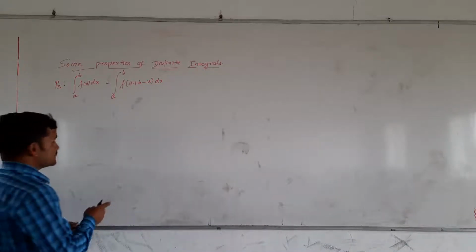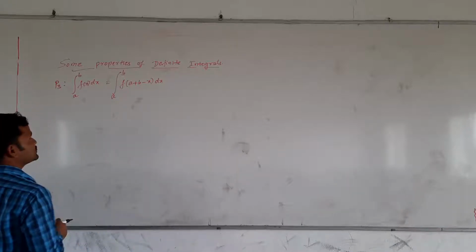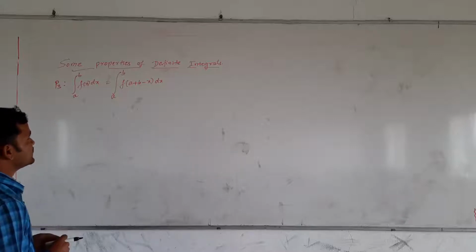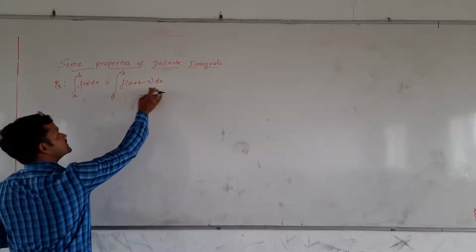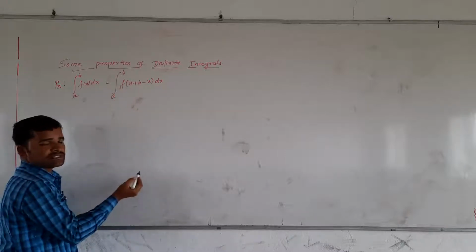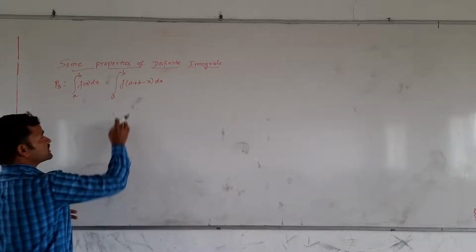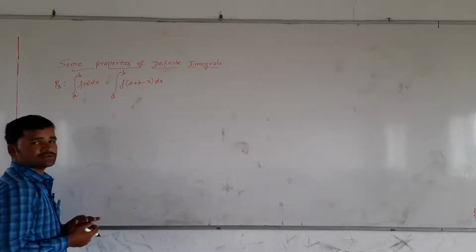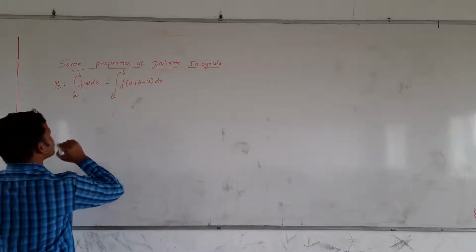Property P3 says integration of f of x with respect to x from a to b is equal to integration of f of a plus b minus x into dx from a to b, where a is the lower limit of the integral, b is the upper limit of the integral. They have taken the sum of upper limit and lower limit. Okay, how to prove this?